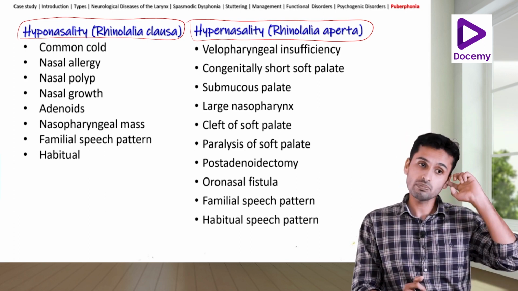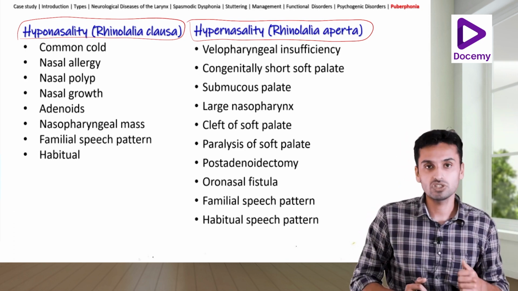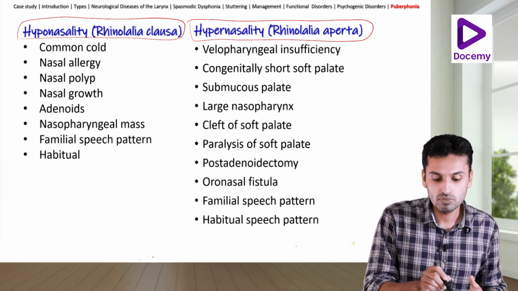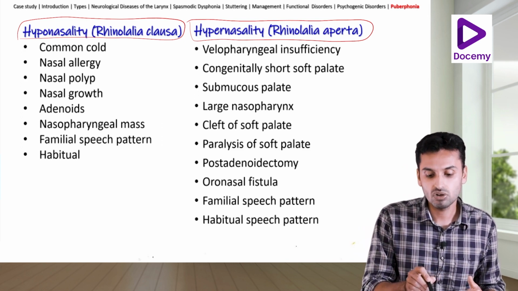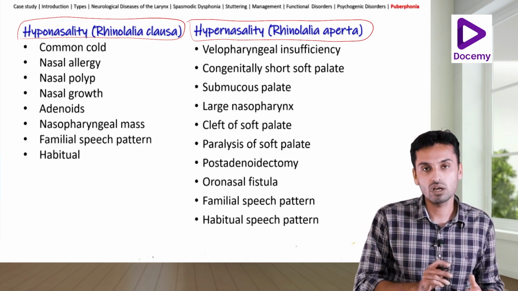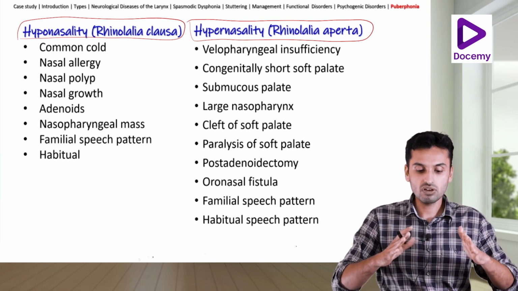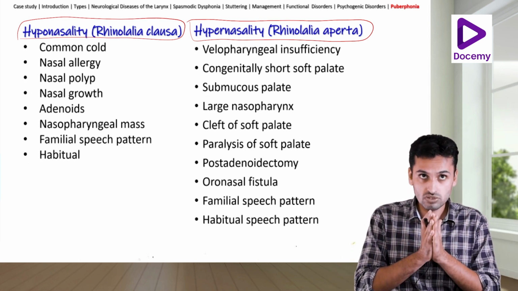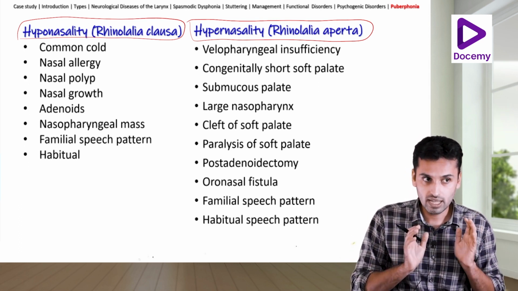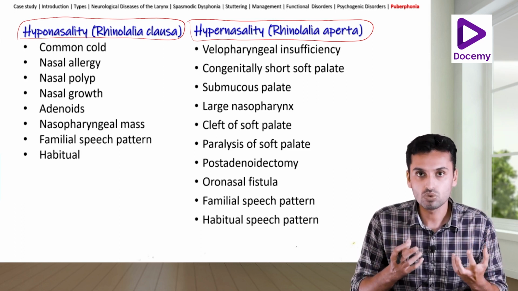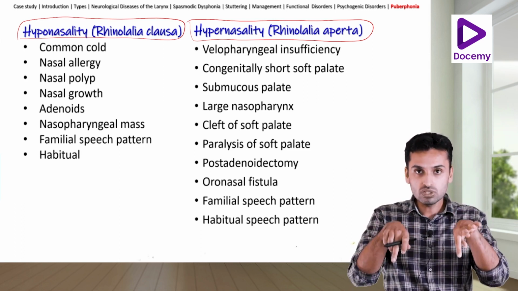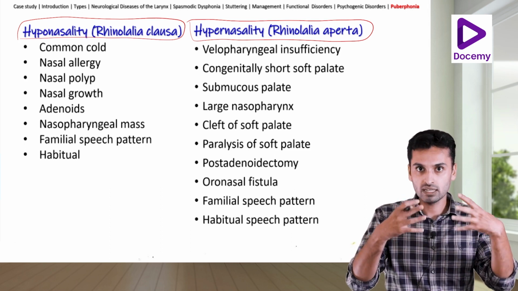Now what happens if something goes wrong with that resonating chain? One of the main problems is hyponasality, or rhinolalia clausa. When you think of clausa, you think of closed. So your nasopharynx is closed. For certain sounds, you need air coming out through the nose as well to produce that kind of sound.